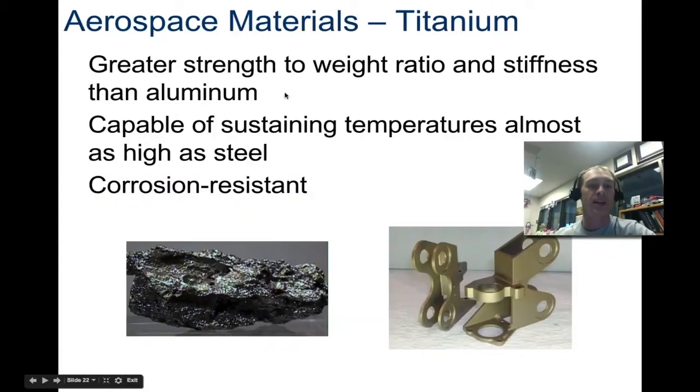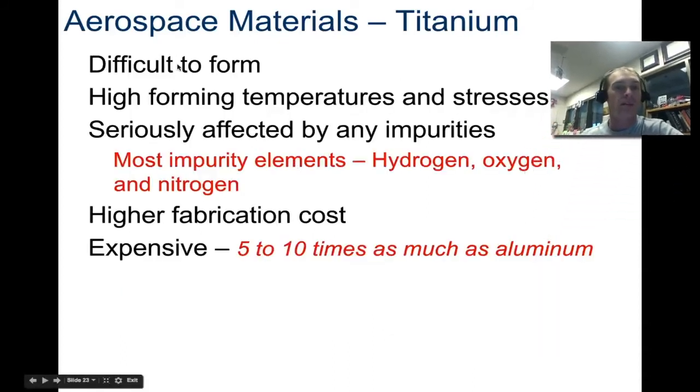Then moving on to titanium, it has an even greater strength to weight ratio and stiffness than aluminum, and it can sustain extremely high temperatures like that of steel. So that was kind of steel's benefit. Now titanium gives you a little bit of both. But the downside is it's difficult to form. It has really high forming temperatures and stresses.